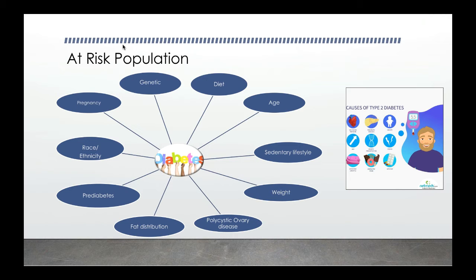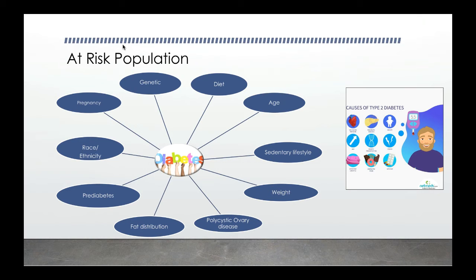individuals who are pregnant can get gestational diabetes, and they are actually more susceptible to developing full-on type 2 diabetes later on in life. Can be genetically inherited from your parents or your grandparents or what have you. Can be diet. You eat a lot of carbohydrates and sugars. As you age, you have an increased chance of developing type 2 diabetes. Sedentary lifestyle, weight, the fat distribution.